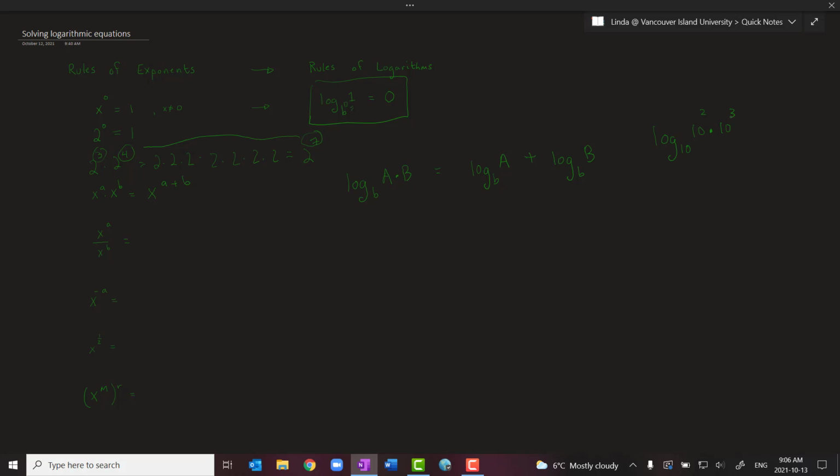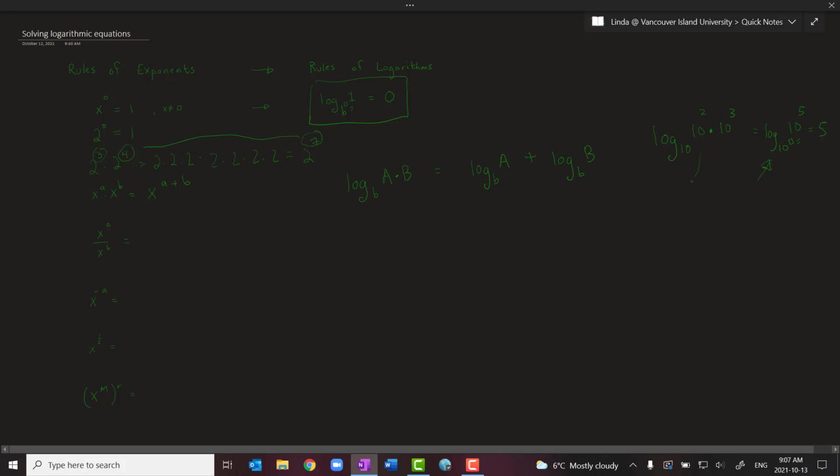Okay, so there's two ways we could approach this. We could just say, well, I know the rule of exponents is that you just take the 2 and the 3 and you add them together. And now there's two different ways we could look at this. We could either say, hey, this is asking us what exponent we have to put on our base to make it equal to this. Well, 10 to the what equals 10 to the 5? The what must be 5.